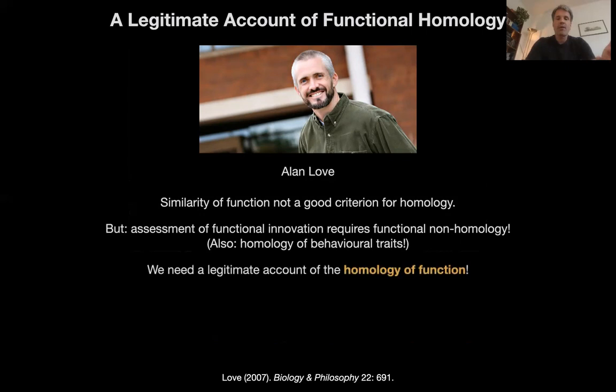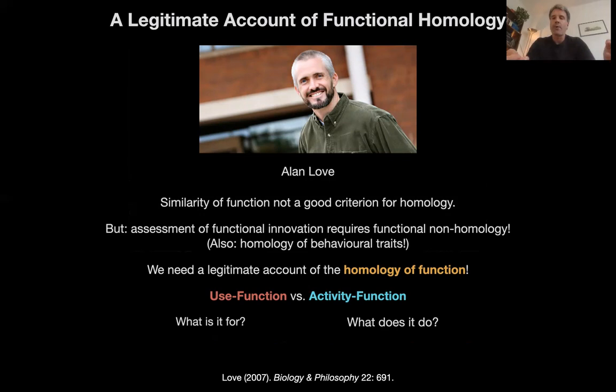What's really important here is that we distinguish two types of function in biology, what Alan calls use function and activity function. Use function is what you get when you ask, what is it for? Genes code for proteins, nothing else. But when they work in the context of a developmental process, they have a causal role that contributes towards the outcome of that process, which may well be a morphological trait. That's use function.